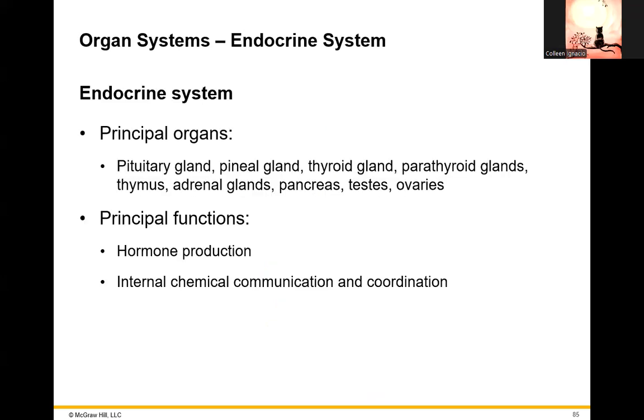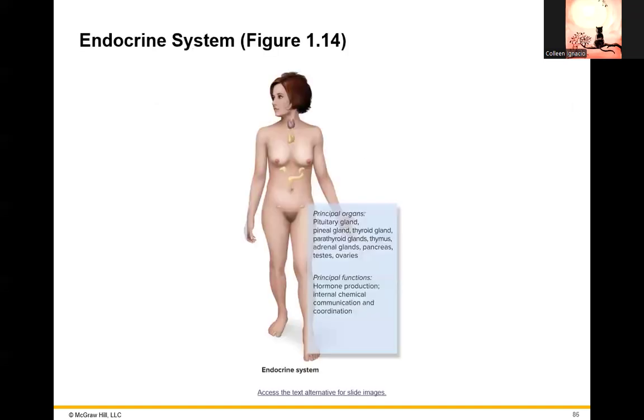Okay. Endocrine system. So the principal organs are these glands, and these glands are secreting hormones. And these hormones help to maintain homeostasis, and it helps to maintain chemical communication and coordination. Now, these endocrine glands consist of pituitary gland, which is the master gland, pineal gland, thyroid gland, parathyroid glands, thymus, adrenal glands, pancreas, testes, and ovaries. Okay, that's your endocrine system.